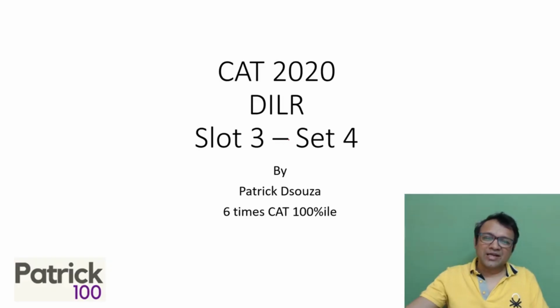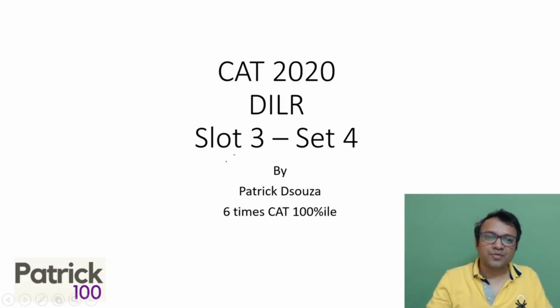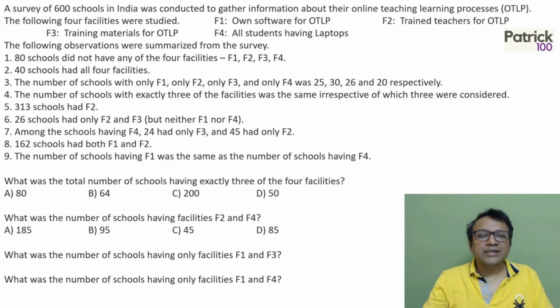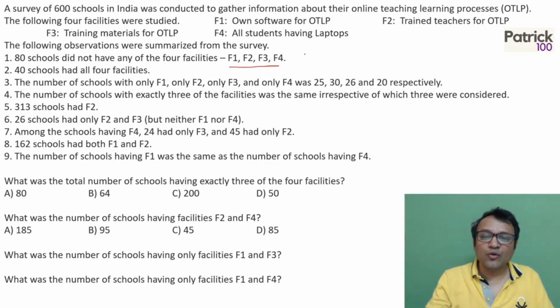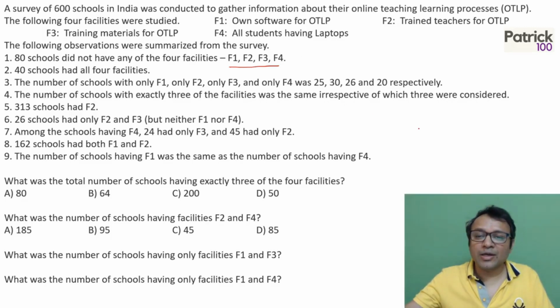Hi, so we're looking at DLR set slot tree set 4. Now this is based on a 4 variable Venn diagram. The fact that there are 4 variables and a lot of data given to you basically means it is based on a 4 variable Venn diagram. So when you have a 4 variable Venn diagram, it is good to draw a diagram and then solve it. So how do you draw a 4 variable Venn diagram?